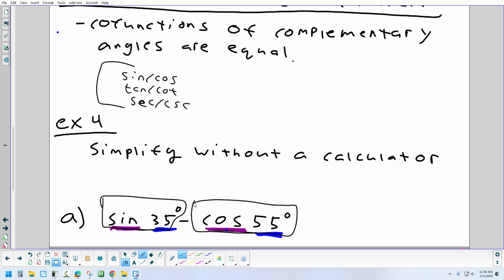Yep. But they're the same. They are the same thing. Co-functions, complementary angles. If you have co-functions of complementary angles, they are the same thing.